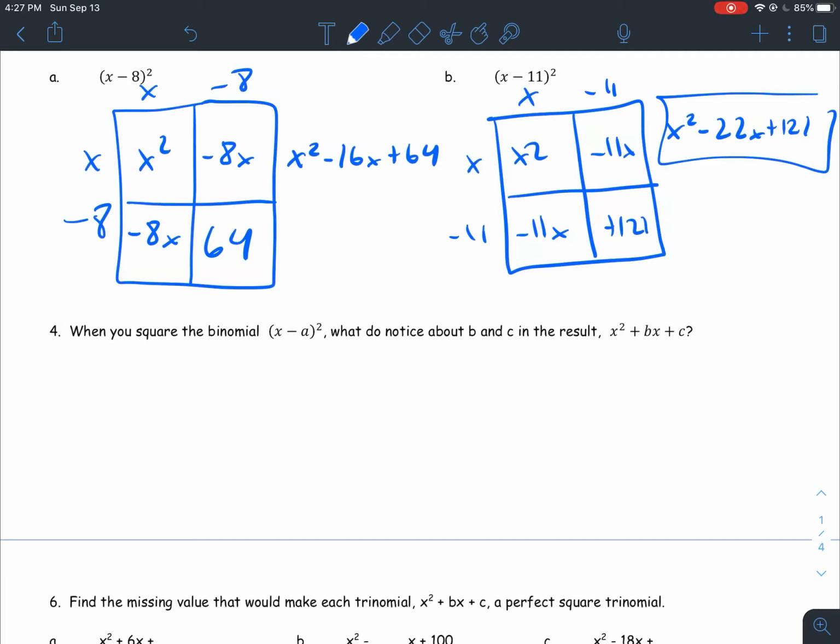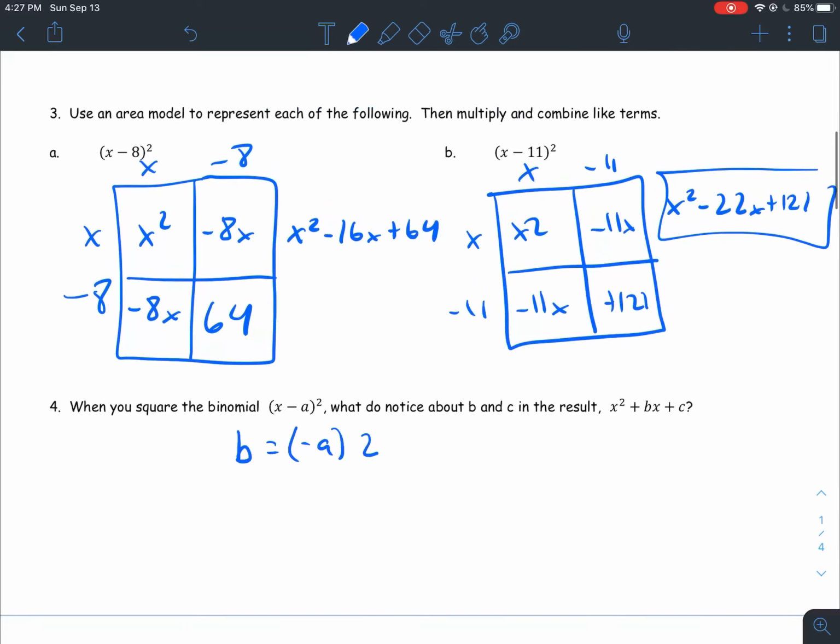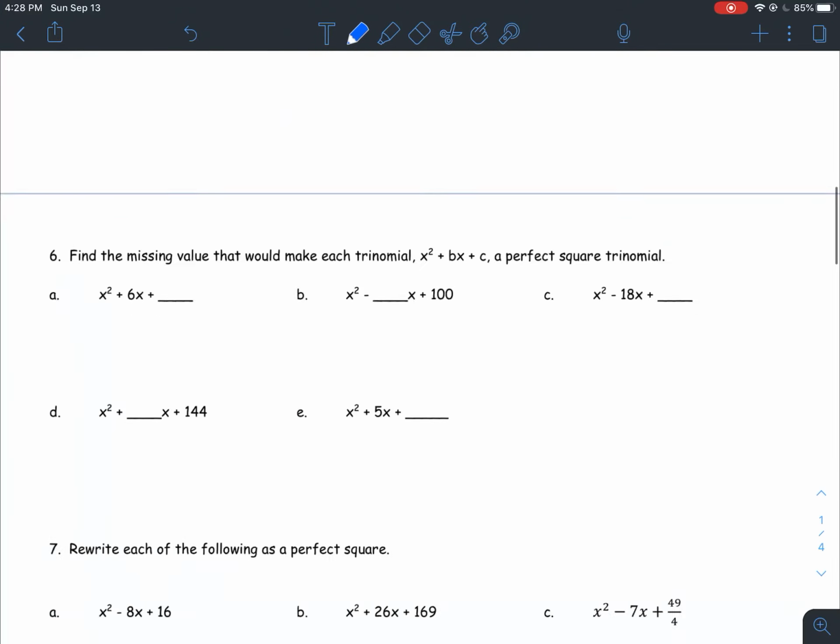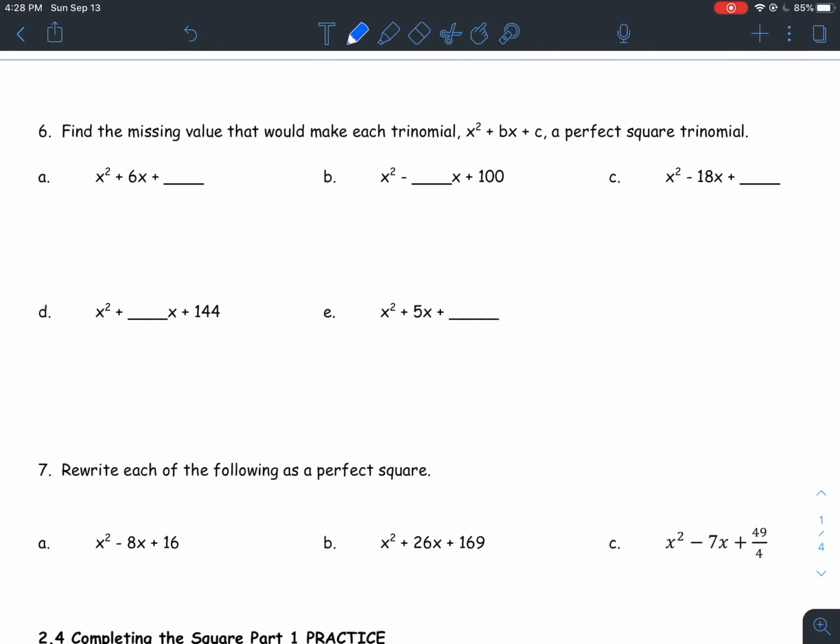So for 4, it says when you square the binomial x minus a squared, what do you notice about b and c as a result? Well, b is going to equal that negative a times 2, right? So this here was negative 8 times 2 gives us negative 16. Negative 11 times 2 gives us negative 22. So b equals negative a times 2. And c, again, just equals a squared, right? 8 squared is 64. 11 squared is 121. So you get a squared.